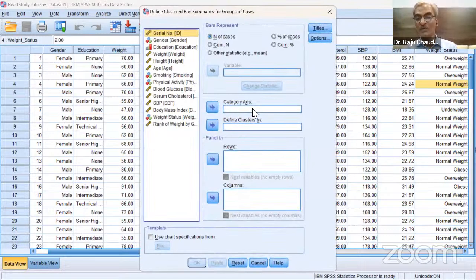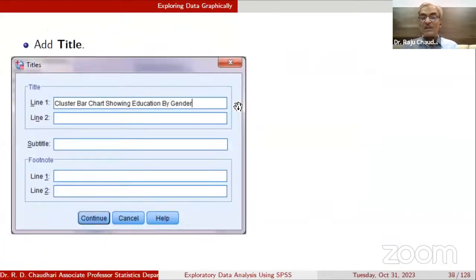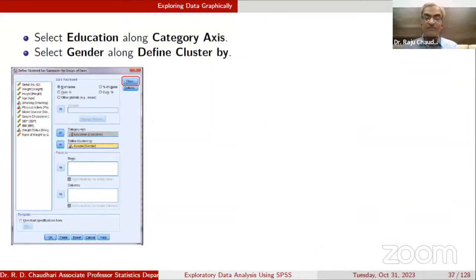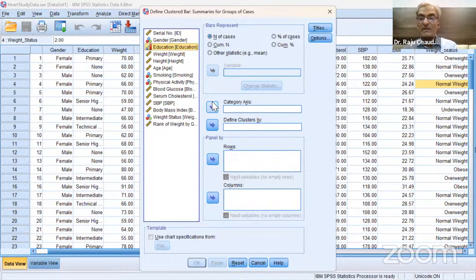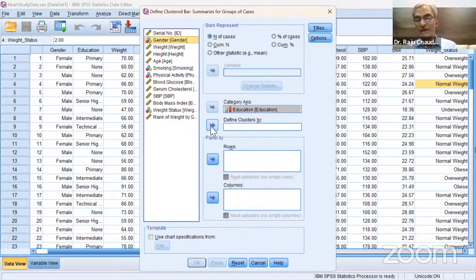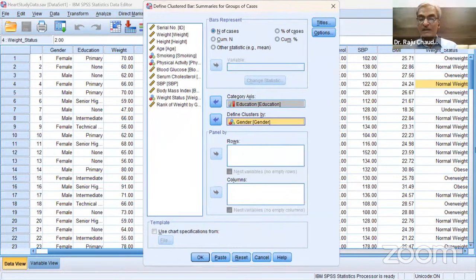Define. Now since we have two categorical variables, you can select the categorical variables one by one. First is the education level and gender. I want to compare education level by gender. And then simply click on the OK button.